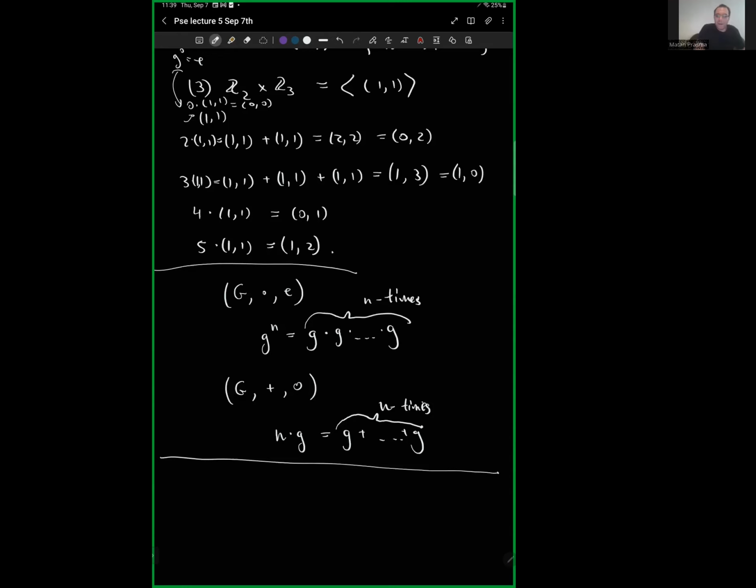Okay. Observe. If G is cyclic, then it is abelian.